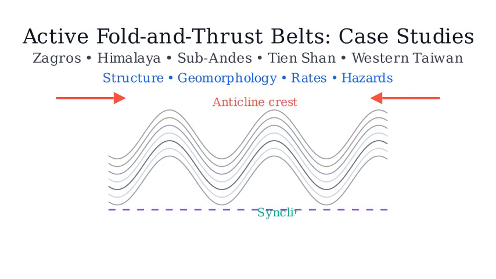Folds are bends in layered rocks. Anticlines are arch-shaped crests. Synclines are bowl-shaped troughs. In many belts, layers detach and glide along a weak horizon called a detachment or décollement. Compression from plate convergence builds these ripples through time.